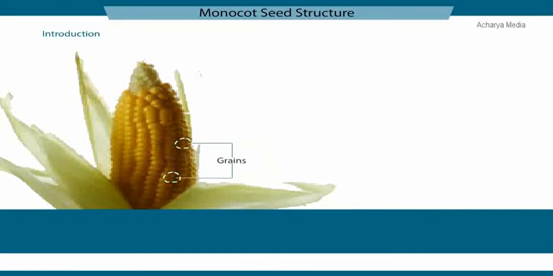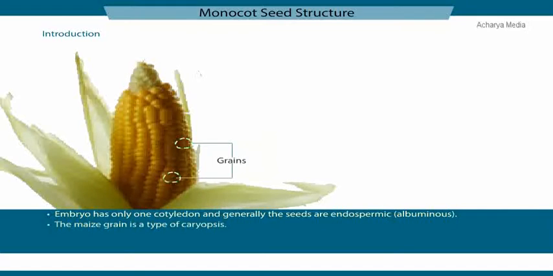Monocot seed structure. In monocot seeds, the embryo has only one cotyledon. Generally, the seeds are endospermic, or albuminous. Let us see the structure of a maize grain, a type of caryopsis, as an example of a monocot seed.